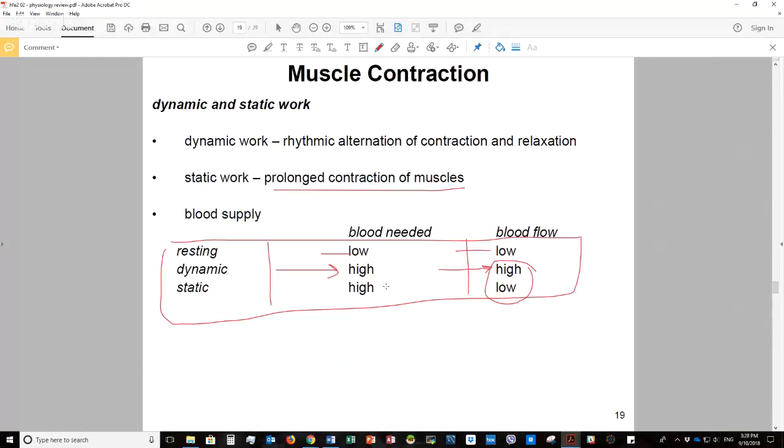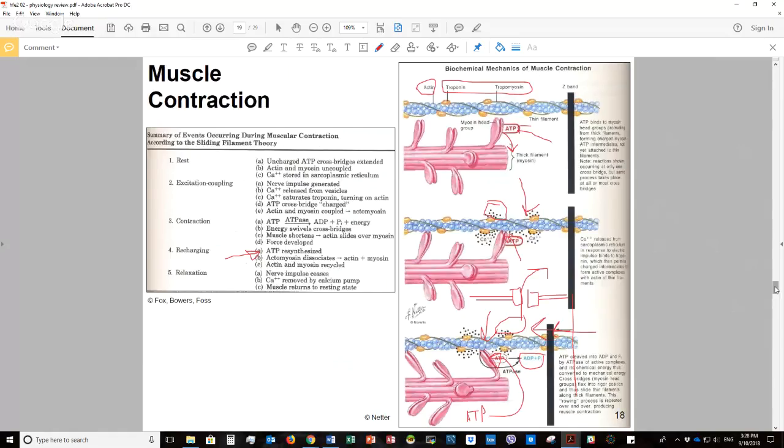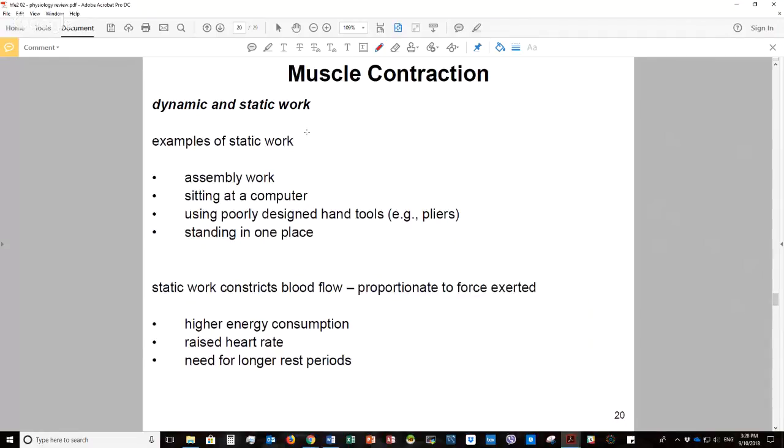With static work, you still need a lot of blood, but you're not getting it, and that is the problem. You get waste build up, and your muscles, your body is not getting the nutrients it needs. Just some examples of static work. An assembly line, you don't want that job, but you may work for a company that has that, and if you are in charge of ergonomics and safety, that is going to be an issue that you're going to be working on. Sitting at a computer, very static.